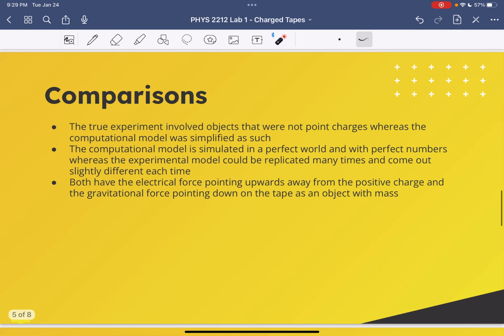So some comparisons between the two. Obviously, the true experiment didn't involve point charges, whereas the computational model did for simplification, but that's what it's for. It's a simplified and simulated model in a perfect world, so the experimental model may be a little different. However, in the end, the point of the model is that the electric force points upwards and the gravitational force points downwards, and both charges are like, so it is repelled. That's why the electrical force is pointing upwards.